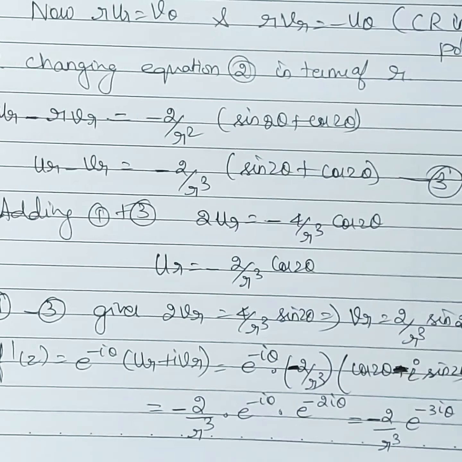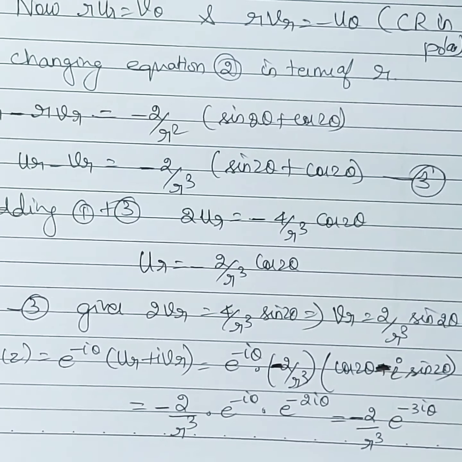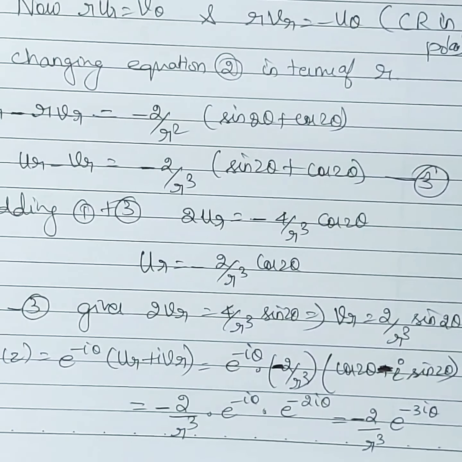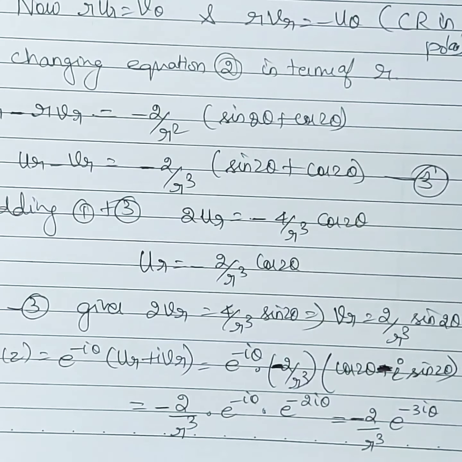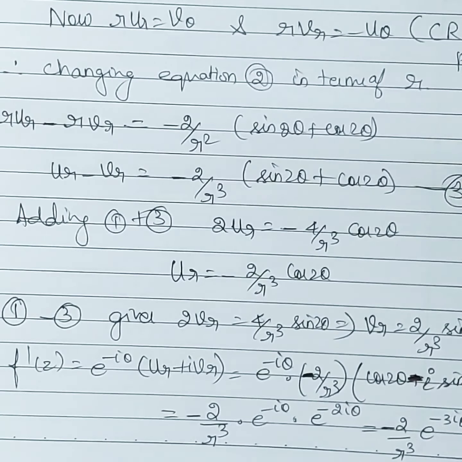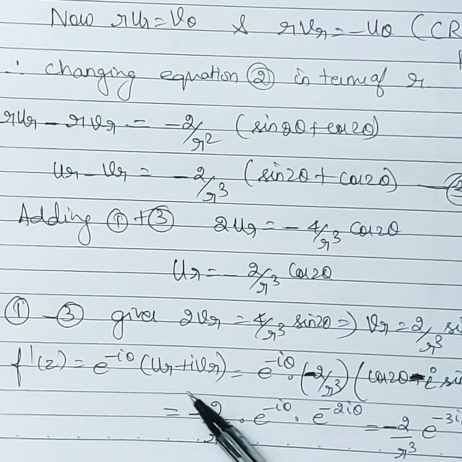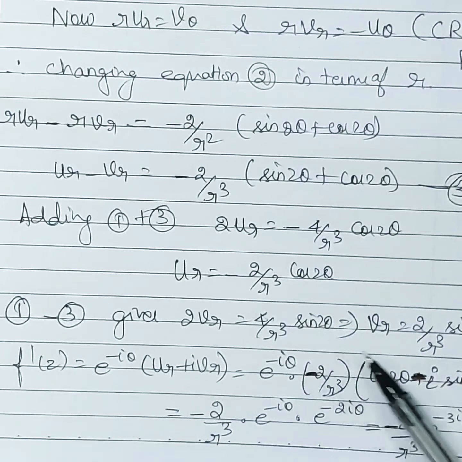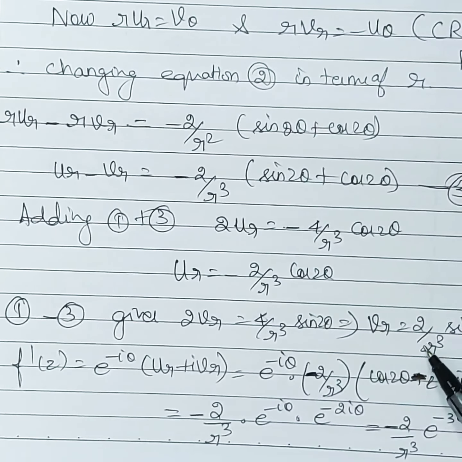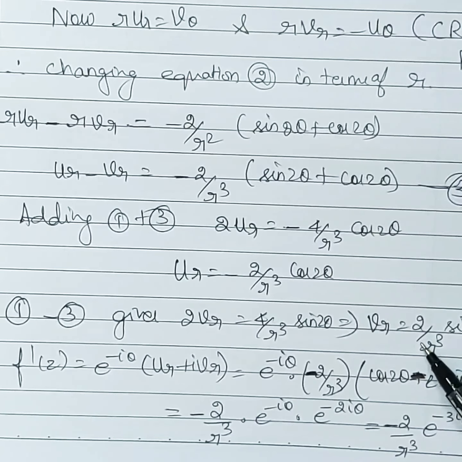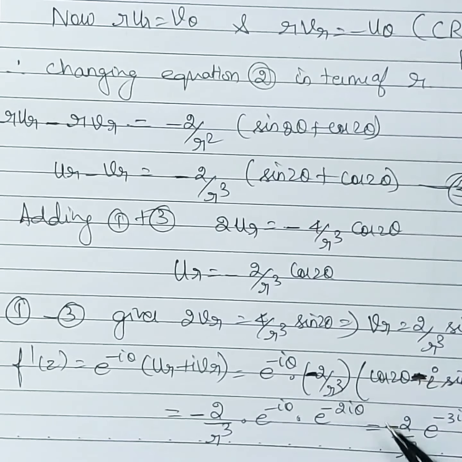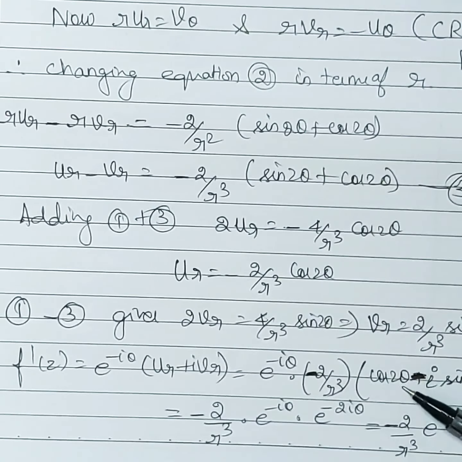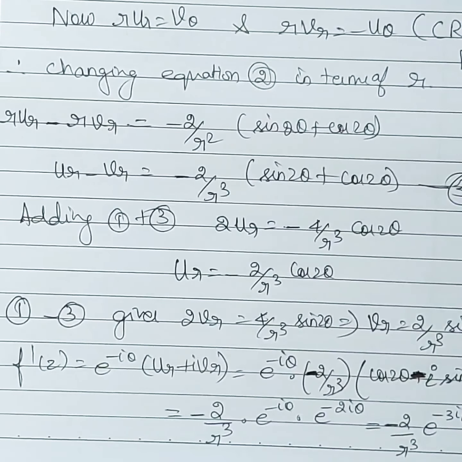So we have got Vr and also we have Ur. What is the f dash of z formula? f dash of z is equal to e power minus i theta into Ur plus iVr. In both the terms Ur and Vr we have 2 by r cube common, right? So we have taken minus 2 by r cube outside so that it's easy for us to write it. So cos 2 theta minus i sin 2 theta we will get.